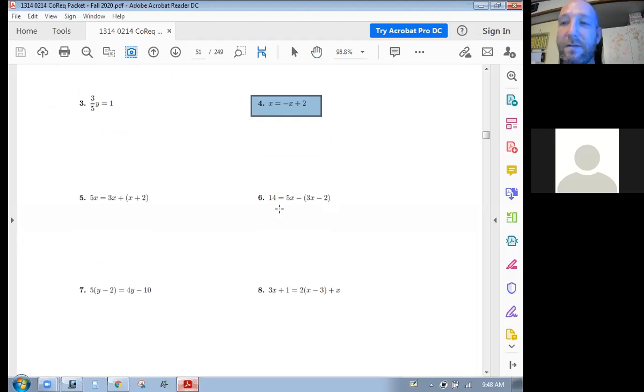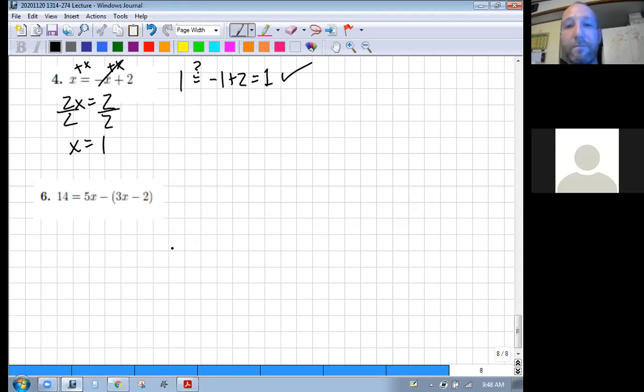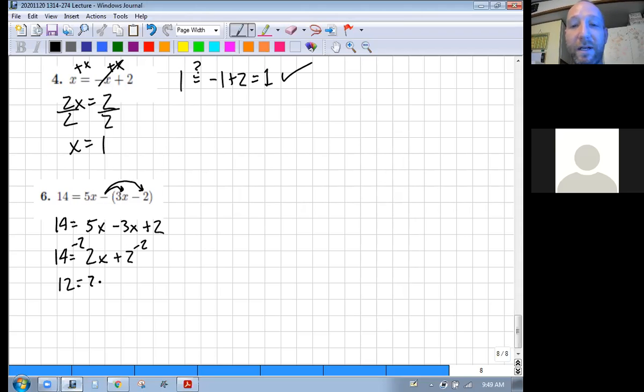All right, let's look at something like this where there's parentheses. Let's distribute this minus here. We have 14 equals 5x. This minus needs to be distributed to both of these. So we have a minus 3x. Negative makes a plus, right? So now if we combine, we have 14. 5x minus 3x is 2x. All right, we'll subtract 2 from both sides. So we get 12 is 2x. Now divide both sides by 2. We have x is 6.